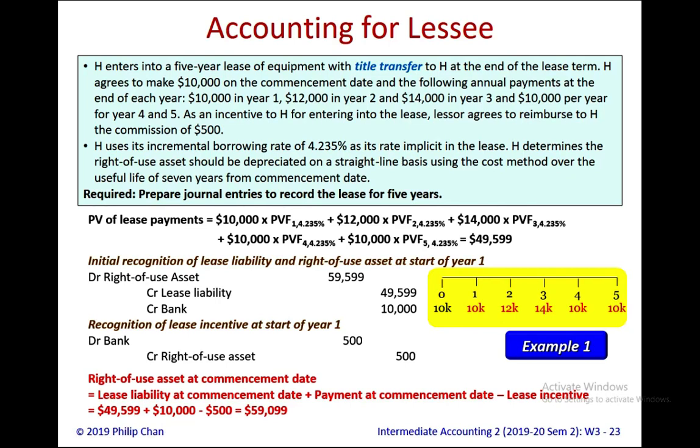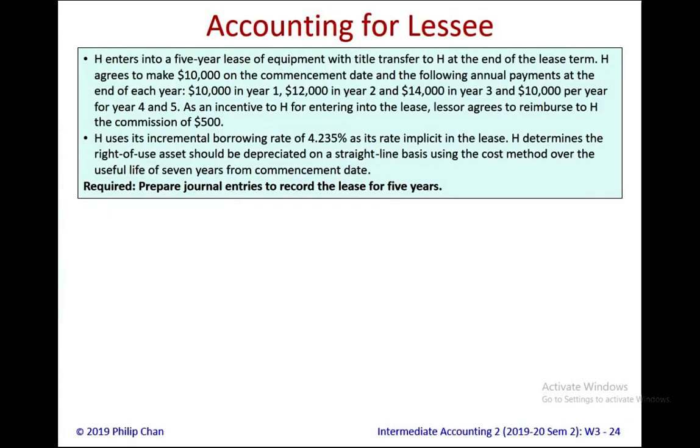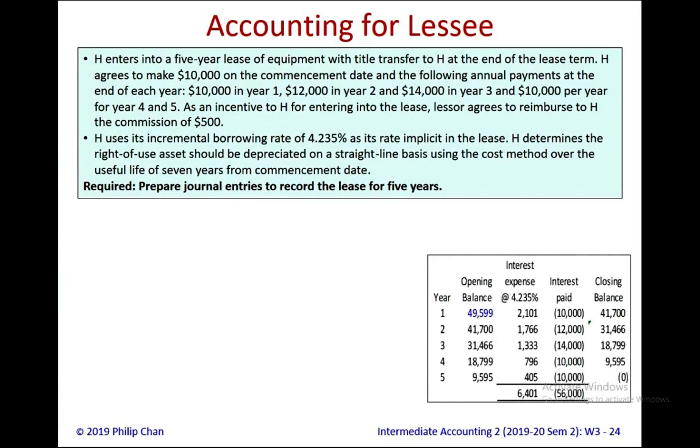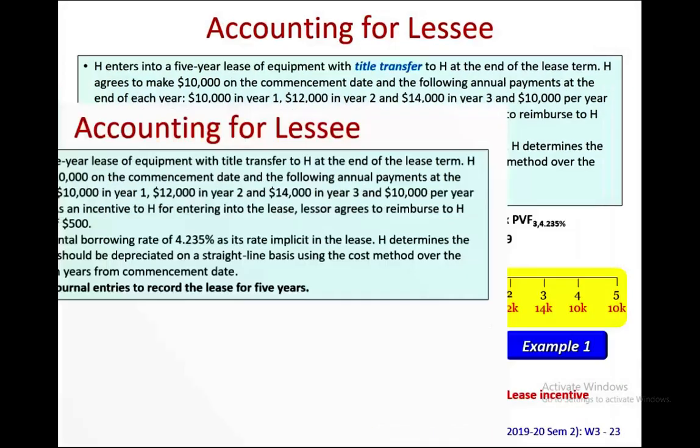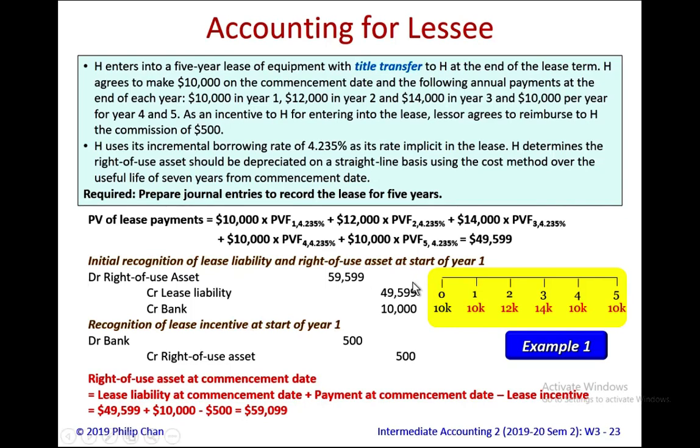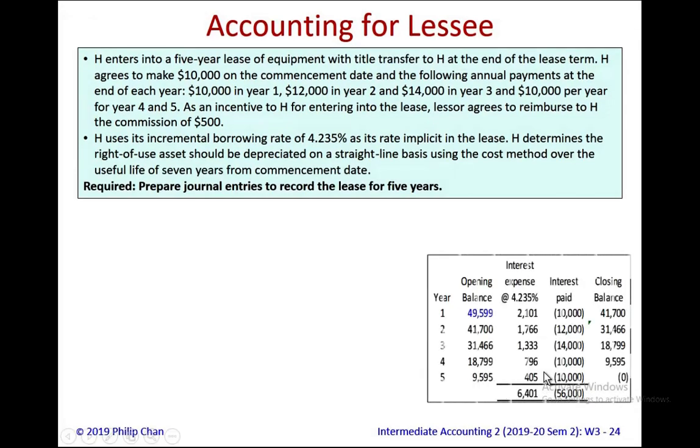Okay, so we did the entry at T0 already. Let's move on and look at what happened during the years. During the years, of course, we know that we are going to recognize interest expense for the liability. Now, we started with 49,599, just in case you forgot, which is here. We're beginning with this number, right? And we're going to pay 10K, 12, 14, 10, 10 respectively.